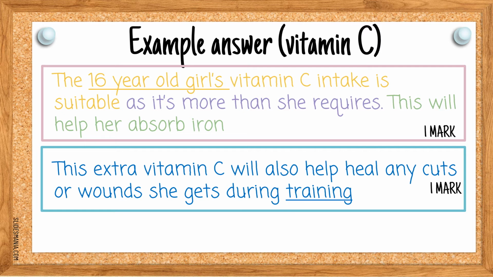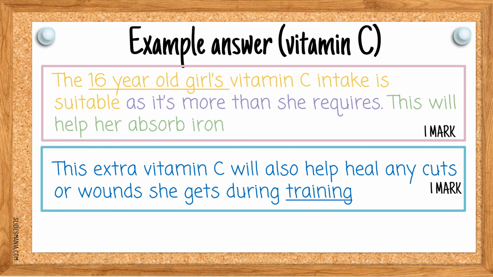Our next example answer is for vitamin C. So we've started off with our opinion in this example by stating that the 16-year-old girl's vitamin C intake is suitable, and then we've given a fact as it's more than she requires, and then we've given our consequence as this will help her absorb iron. So this will get us 1 mark. We've been specific to the person in the question because we stated it's a 16-year-old girl. We've given a fact, we've given an opinion, and we've given a consequence.